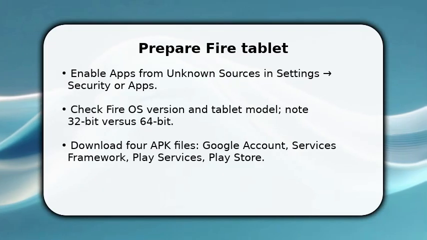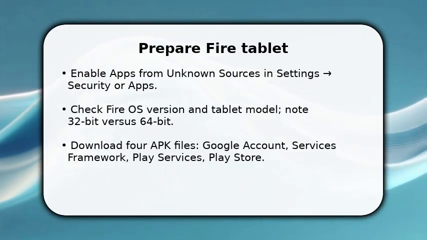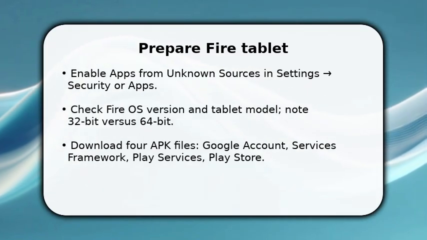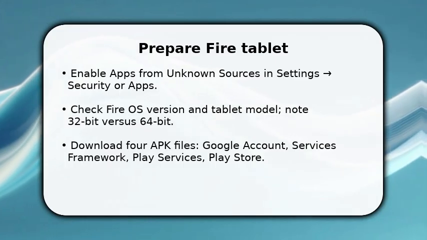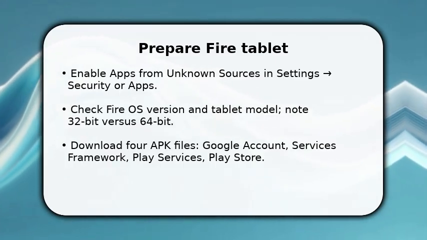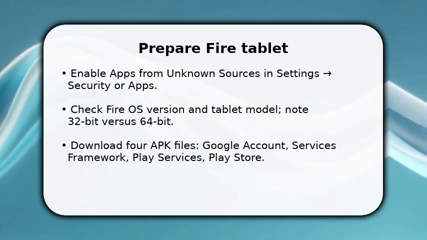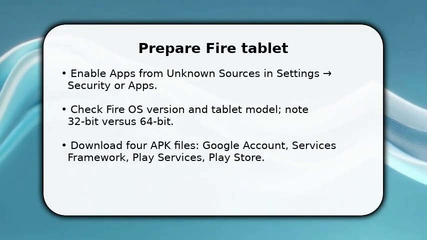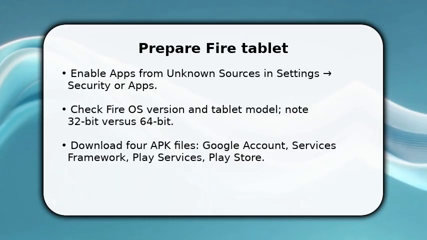Enjoy the video. You start by preparing the tablet. Enable apps from unknown sources so sideloading works, because the Play Store isn't native. Next, check Fire OS version and whether your device is 32-bit or 64-bit. This determines which APK variants to use.